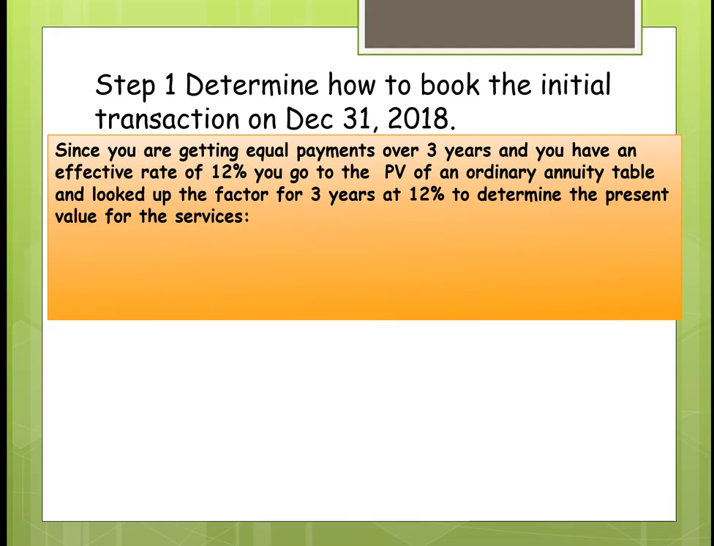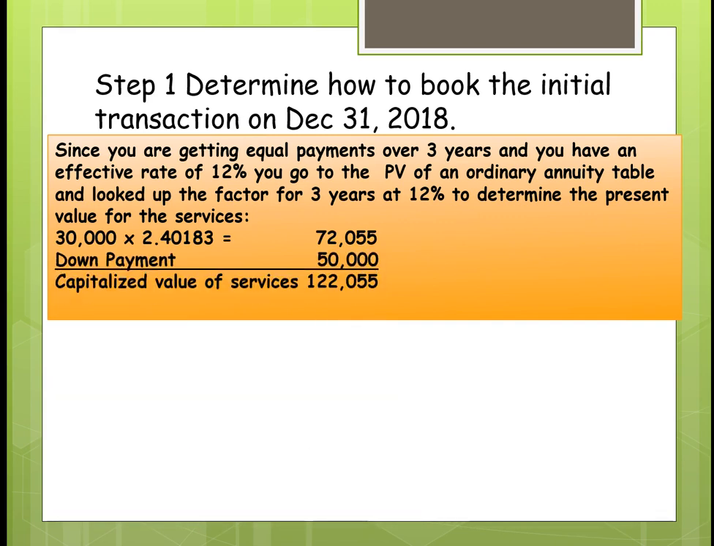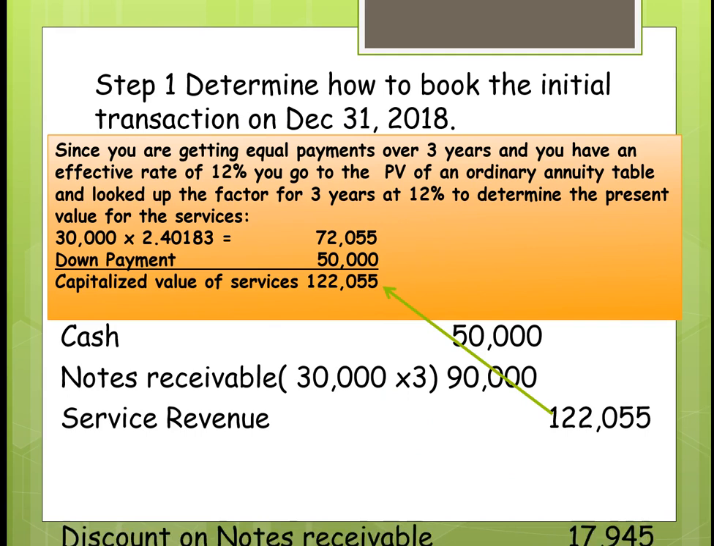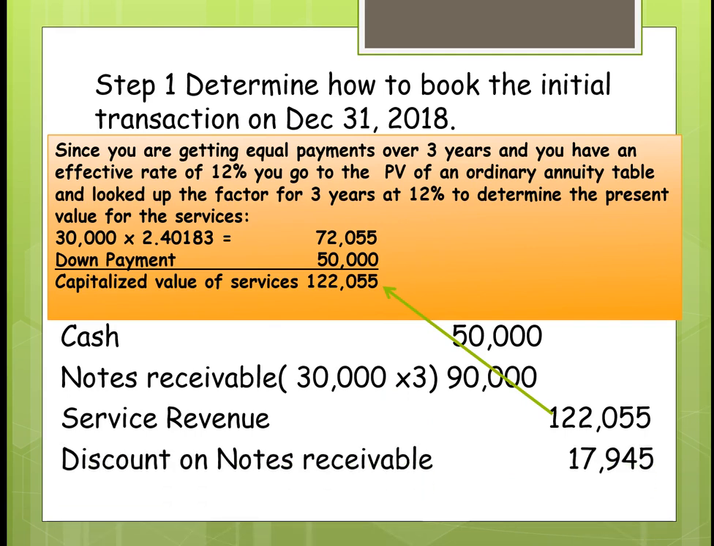Since you're getting equal payments, we would end up with an amount of $122,055 for the services, and the difference would be discount on notes receivable.